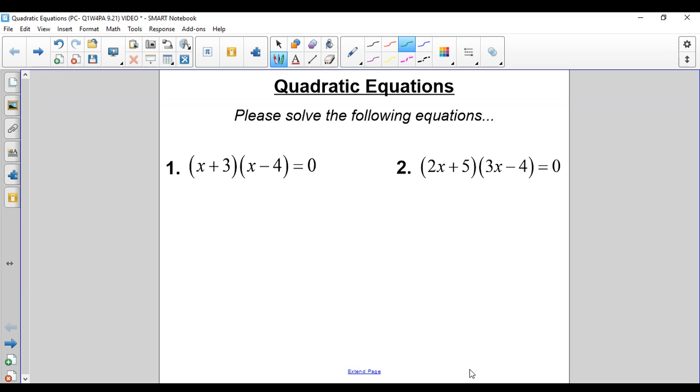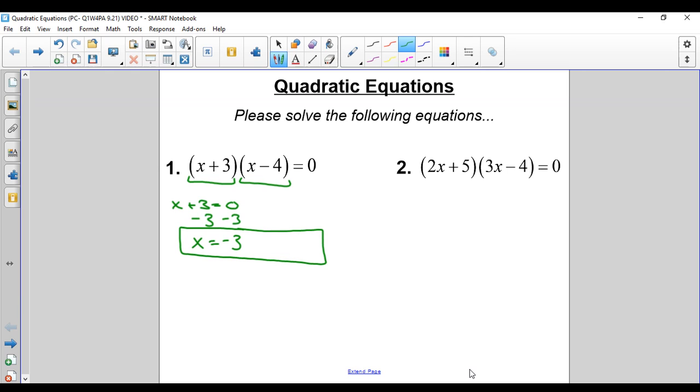Now, technically, we take each part. We have two sets of parentheses, so that means we have two sets of answers coming out, or two different answers coming out. Technically, what we're doing is we're taking each part, we're setting it equal to 0, and solving that little mini equation. Our first answer is x equals -3.